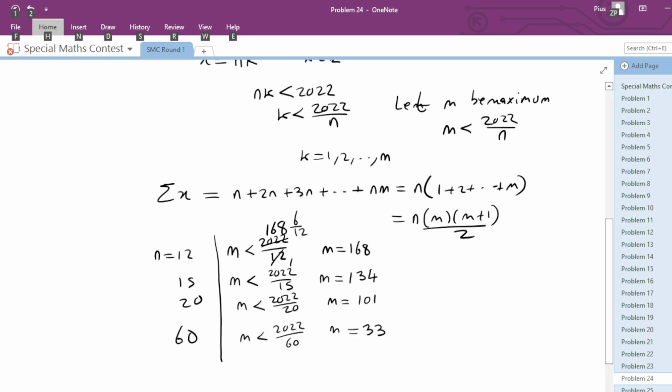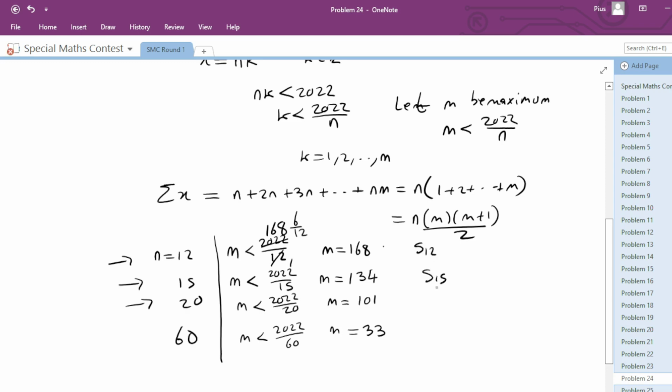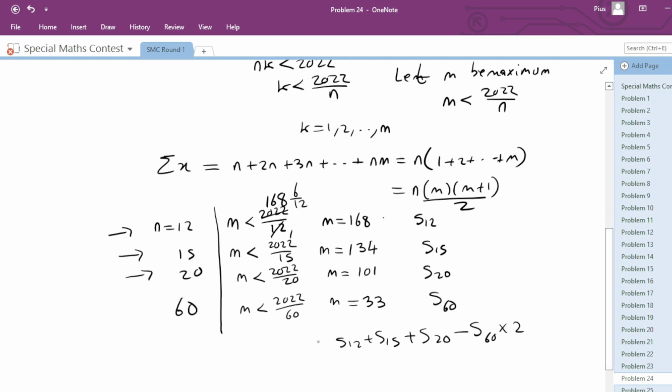Okay, so this is what we have, and from this we can compute all the sums. What we actually want is a sum for these three, and they are going to have repetitions for those that are multiples of 60, and that's going to happen 3 times. Meanwhile, we need to count it once. That means we need to subtract twice that sum. So let's say we have S12, S15, and S20, and then S60. What we actually want is S12 plus S15 plus S20 minus S60 times 2. This is precisely what we need.